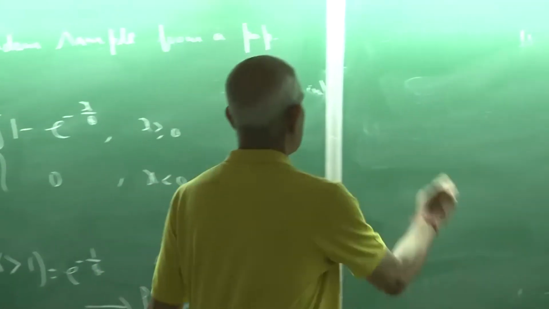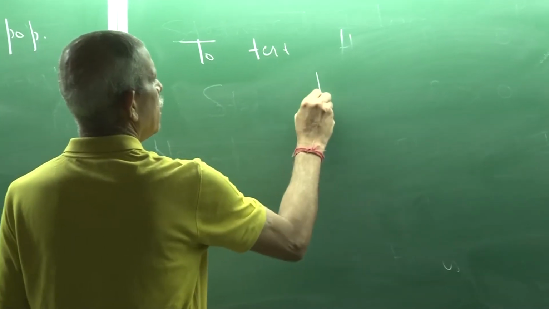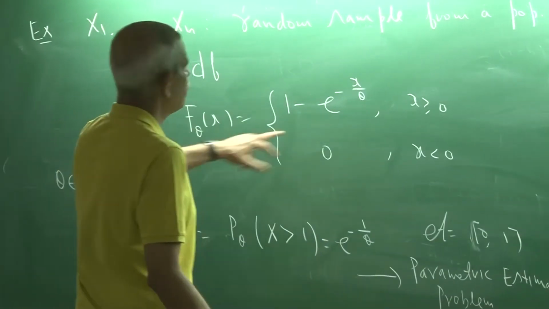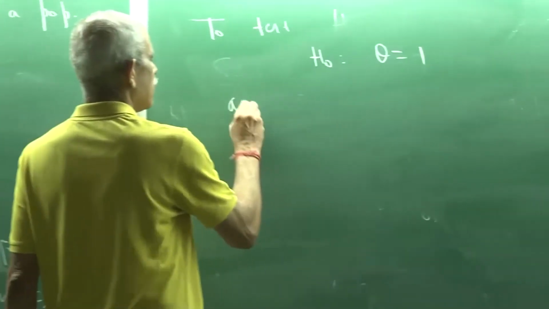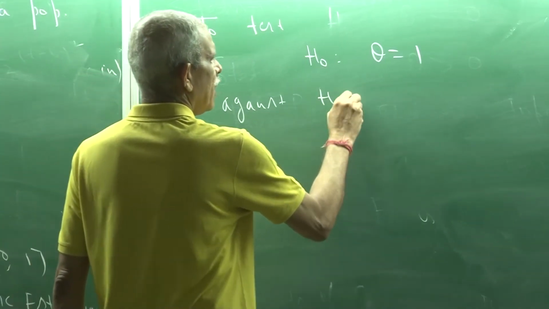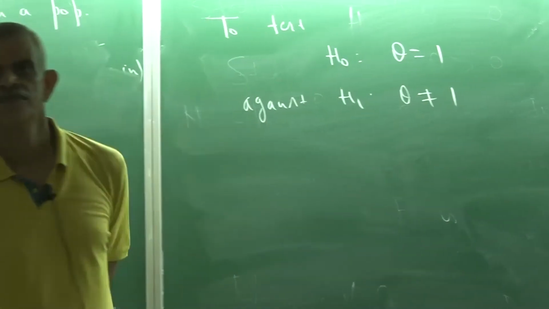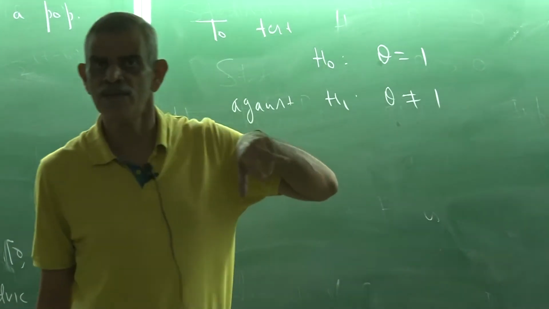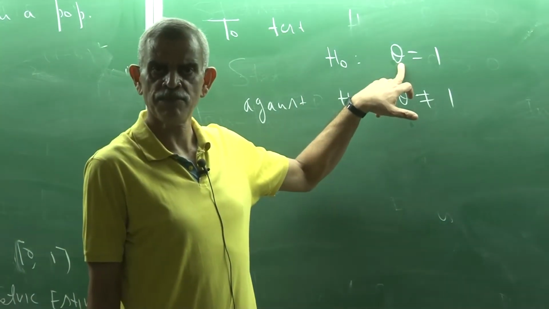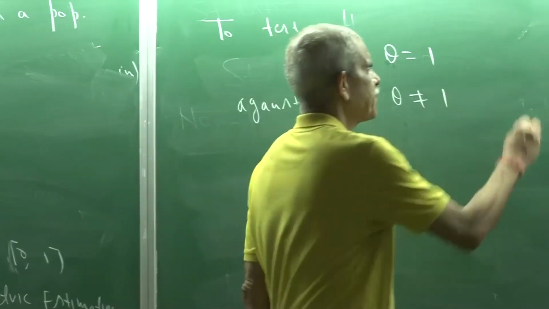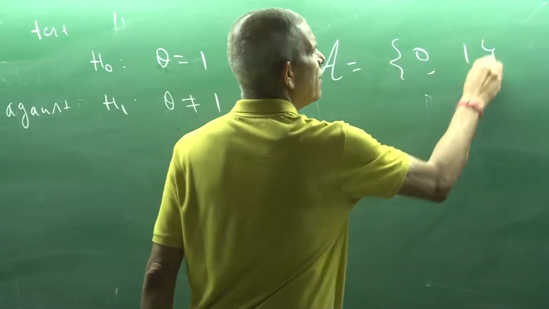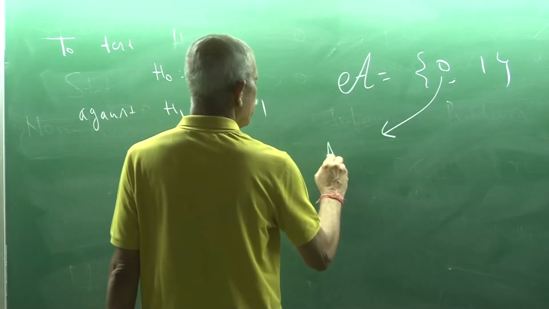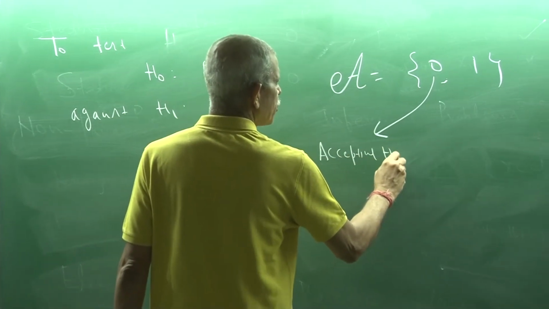Another problem could be to test H naught that theta is equal to 1, that means the mean of this exponential distribution is 1, against H1 that theta is not equal to 1. So what I have to do in this case? I have to test the validity of this statement against this statement. So what are the actions available to me? Either I accept this statement or I accept this statement. So my action space in this case has just two elements, 0 and 1. I can call my action 0, which corresponds to accepting H naught.